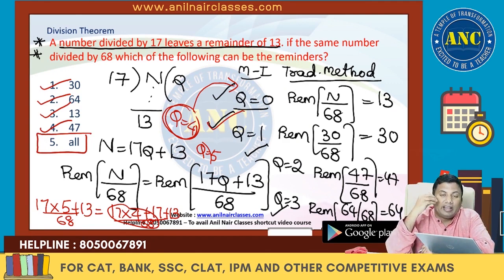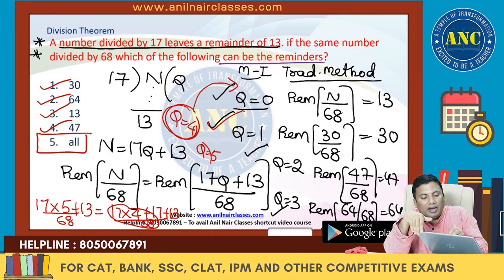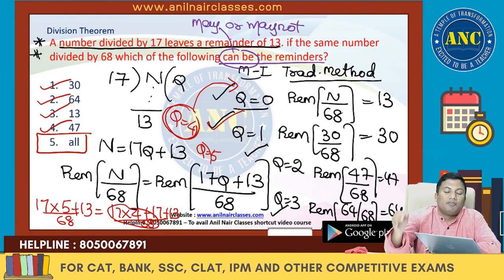Right? It is not. Karthik, please read the question properly. It says which of the following can be the remainders. Can be means may or may not be. The question is not telling which of the following shall be the remainders.